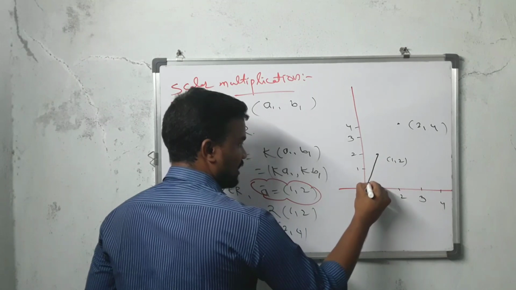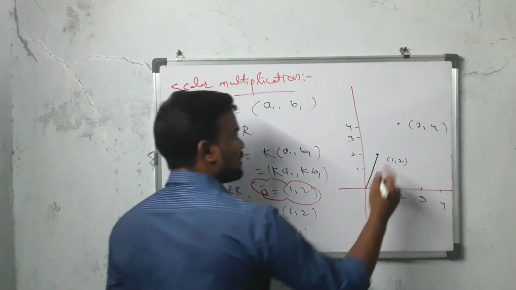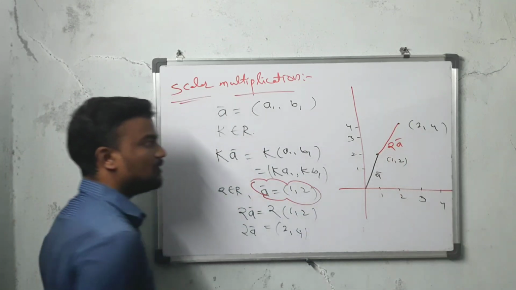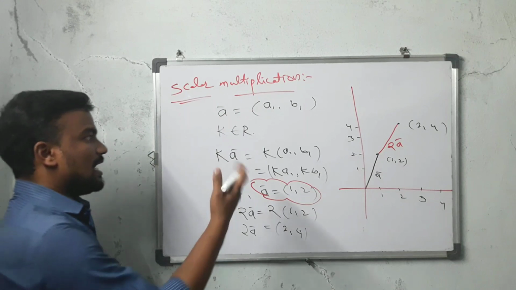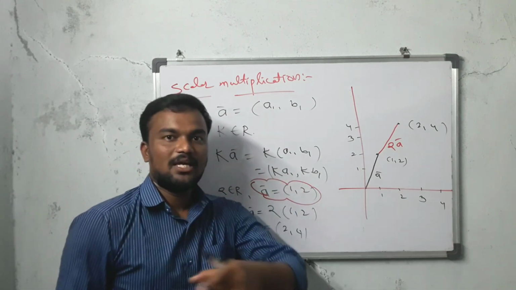This is from here to here, vector a bar. If you multiply with a scalar, it becomes like this. This is scalar multiplication, 2 into a bar. Scalar multiplication means we are multiplying a scalar with a vector.